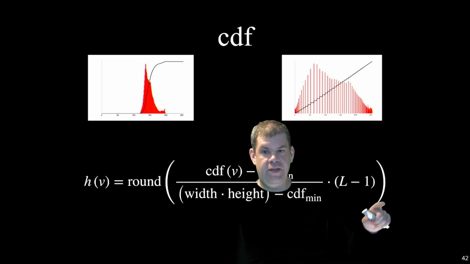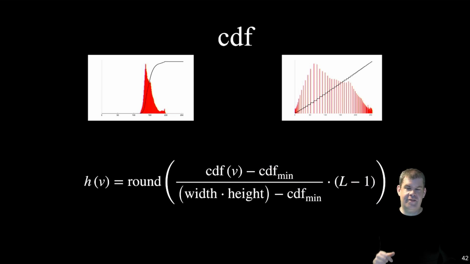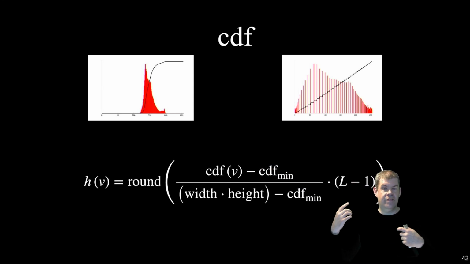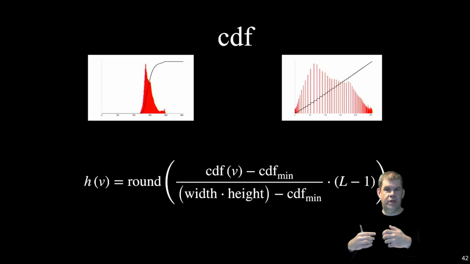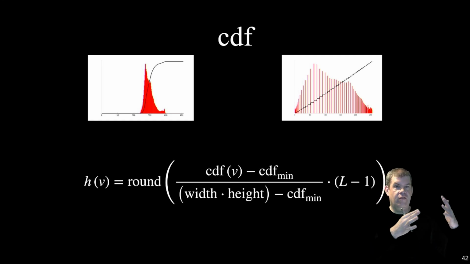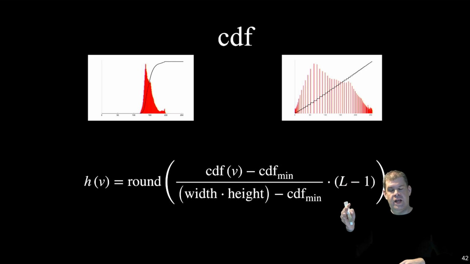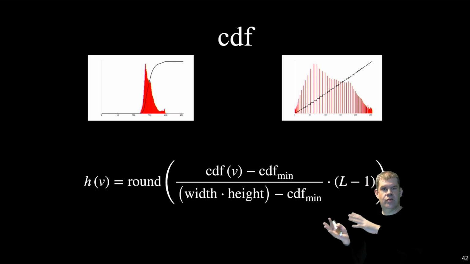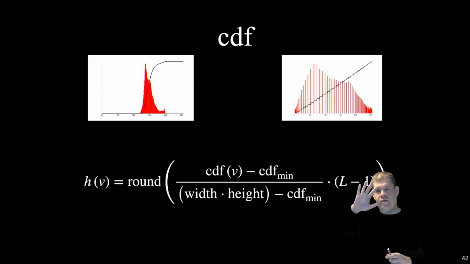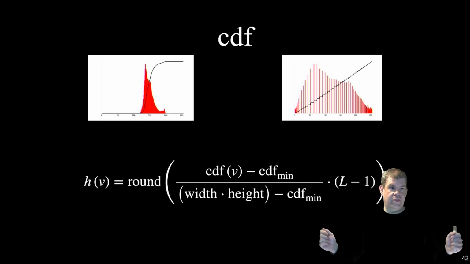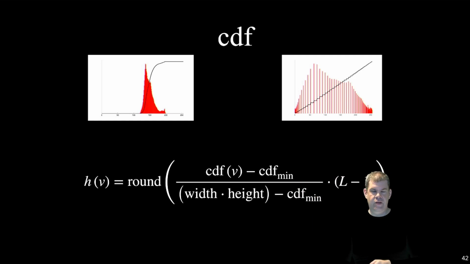Why do I multiply this with L minus 1? Because this value is between 0 and 1, and L is simply your number of values. So that would be 256 shades of gray. The L minus 1 is simply to get back to 0 to 255. So that's what that computation is good for. If we run that on an image, you spread out all the values, and that makes best use of the range.